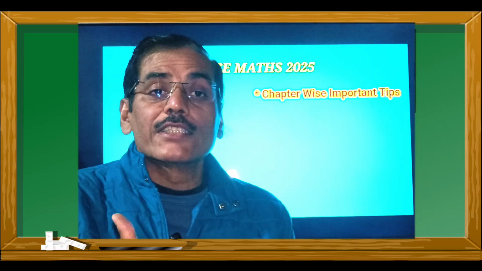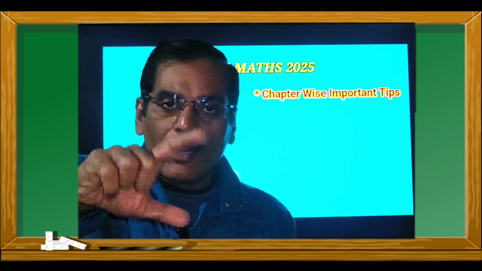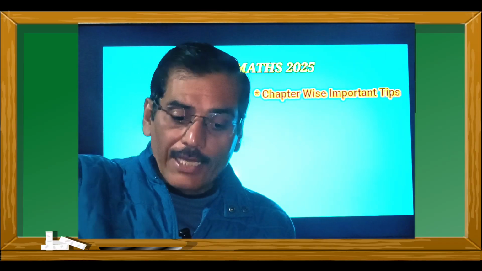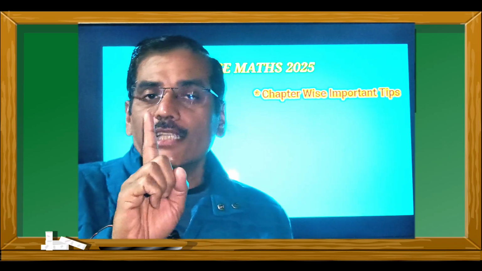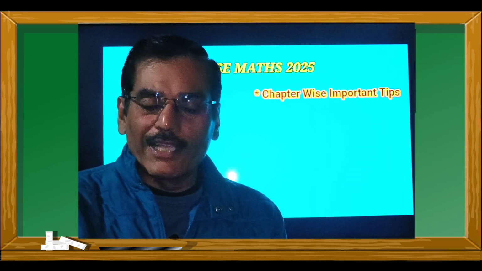And the base of a cylinder is which shape? Circular shape. So curved surface area up to that height where the water is filled, and the area of the base, the circle's area, pi r square. So 2 pi RH curved surface plus pi r square bottom. That way you have to calculate.